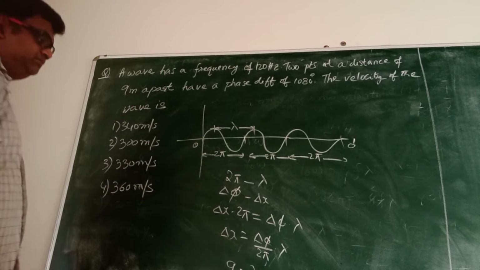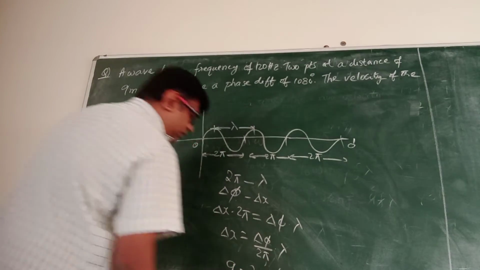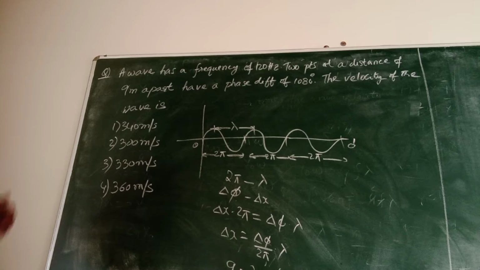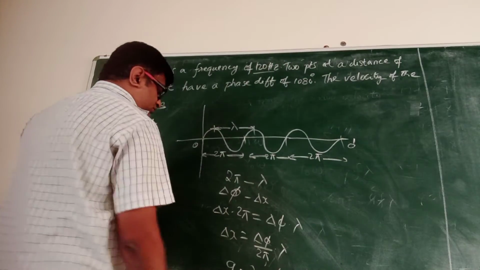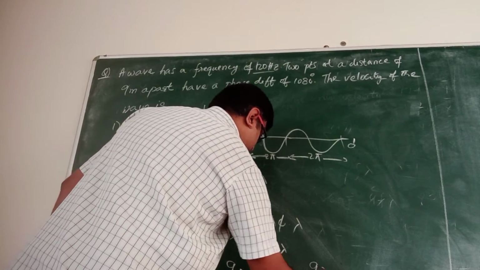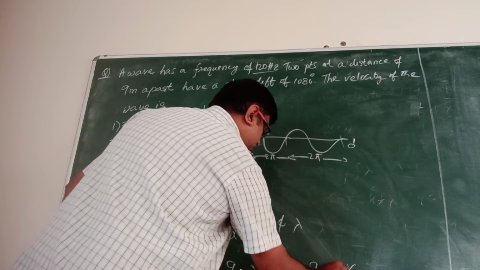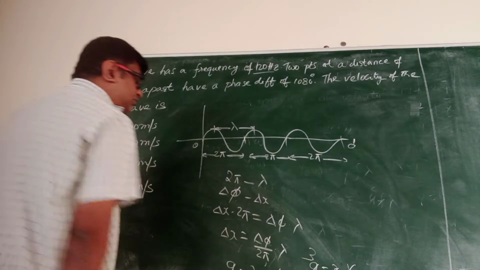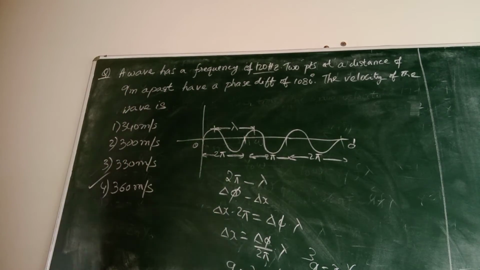How can we write lambda? We can write lambda as V by nu. Nu means frequency, because V is equal to nu lambda. So frequency is given in the question as 120 Hertz. So this becomes 9 is equal to 3 into V divided by 120. So 3 3s, 120 into 3, 360. 360 meter per second is the answer.